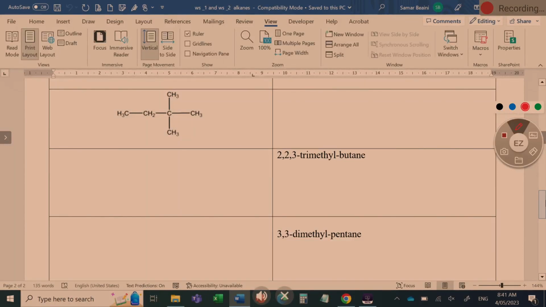This one, you need to find the longest chain. Which one is my longest chain? Miss, can we just do the word form? Can we do this one first and then we'll move to that one? Okay, so I have this one. Do you all agree that this is my longest chain?